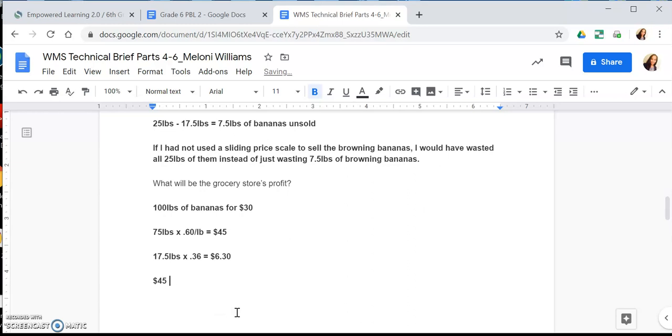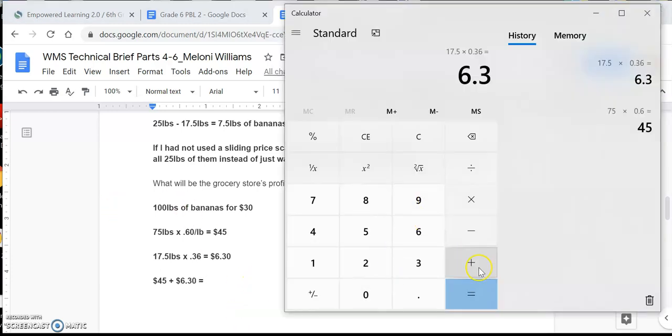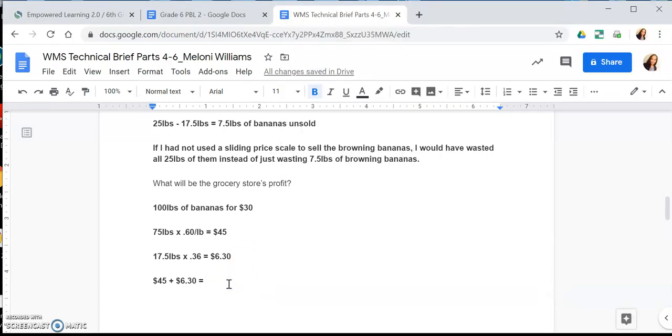So in total, we made $45 plus $6.30. So in total we made $6.30 plus $45. That's $51.30. So we made $51.30 total. Now, in order to figure out the profit, we have to subtract the amount that we spent buying the bananas from the amount that we made.